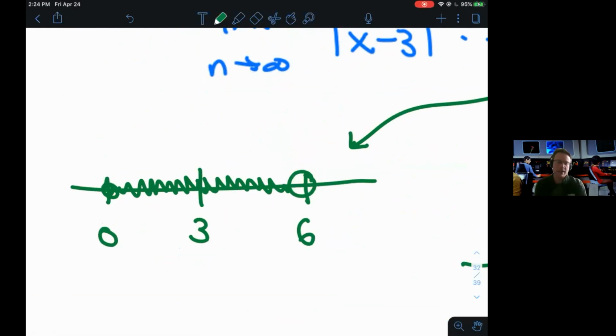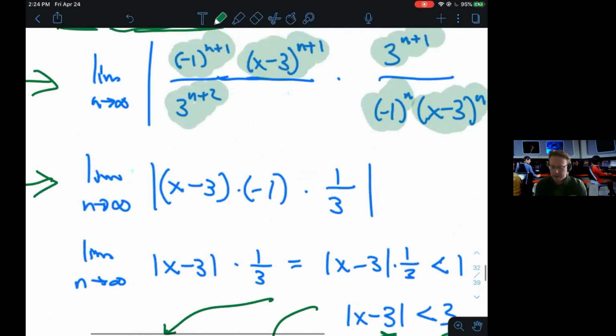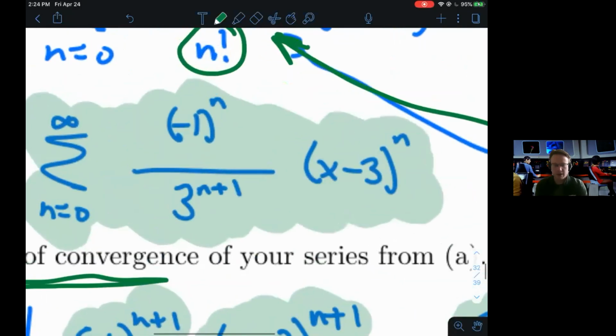And for those, we need to actually plug these into our original series and test those. So we'd plug in, for instance, 6, or we'd plug in 0 into this, and we would need to test those in order to see what's going on at those values.